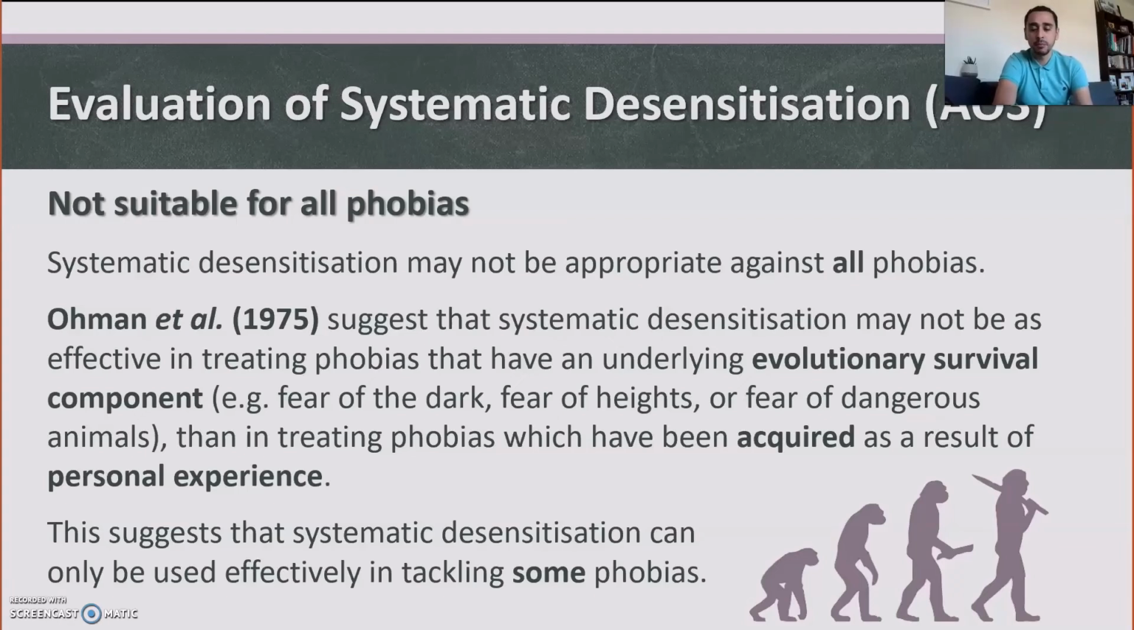As we saw from the behaviourist approach last lesson, some phobias are acquired through experience, through some sort of traumatic event that occurred. But not all phobias have been acquired through experience. Sometimes we have a phobia and we're not sure why, or we've always had it. So maybe systematic desensitization is only appropriate for those phobias that have been acquired through experience, through classical conditioning. So it's not suitable for all phobias. Some of those evolutionary phobias, like fear of the dark, fear of heights, fear of dangerous animals, may not be appropriate to treat using systematic desensitization as the behavioural approach.